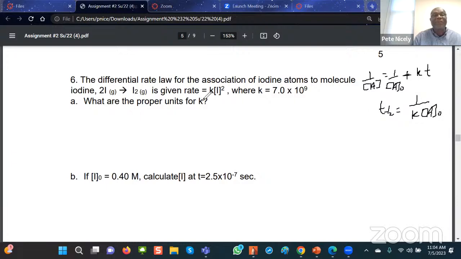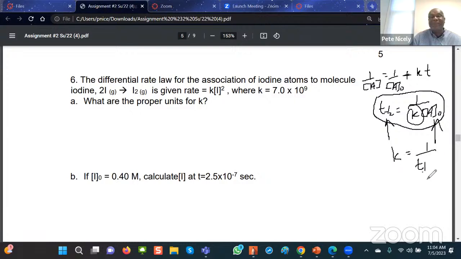The question is asking for the units of K. To answer that question, I would use this equation right here, because here is the time term and here is the concentration term. If we know the units of time and the units of concentration, then we can determine the units of K by rearranging this equation to give 1 over the half-life times the initial concentration of A. Based on this arrangement, what would you think the units of K would be? Anybody?